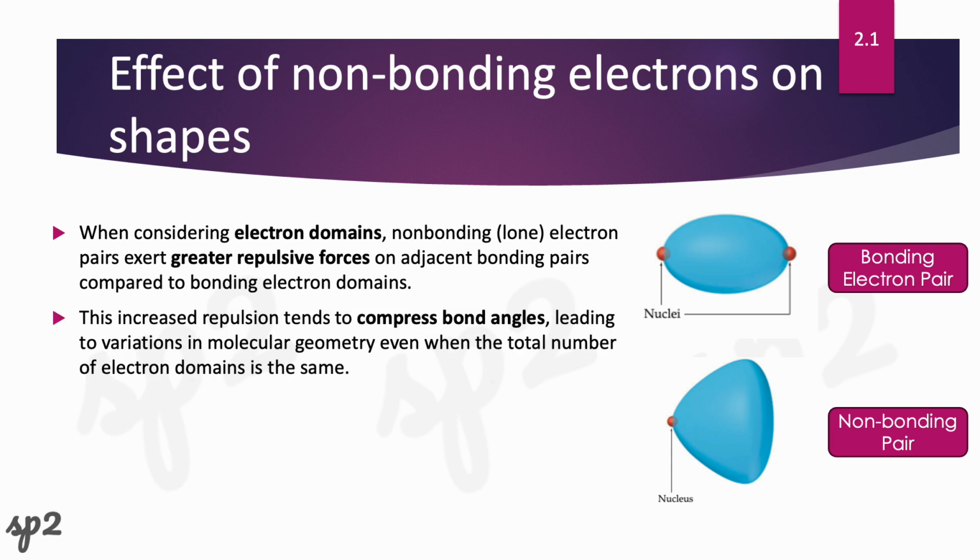So that means this increased repulsion tends to compress the bond angles, leading to variations in the molecular geometry, even when the total number of electron domains is still the same. Okay, so let me show you what I mean by that in our practice on the next page.